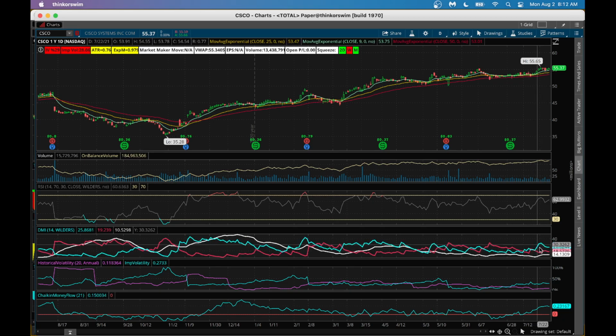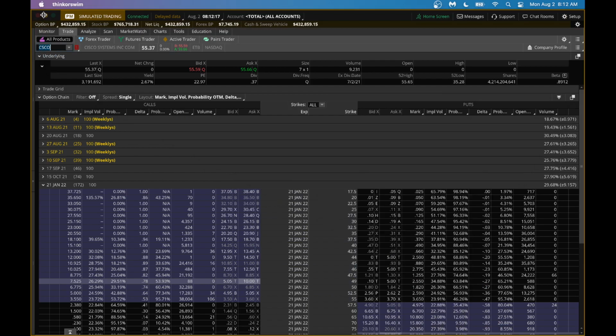The blue line is above the red line. It's bullish at this time. Volatility is 29, that's pretty low, and smart money is going into the stock here. That's why Chaikin money flow is positive. So with that, we could go to the option chain here and look at Cisco.